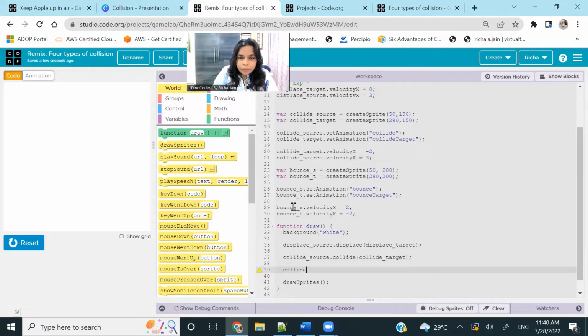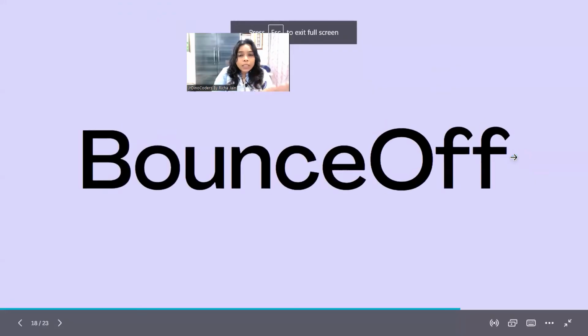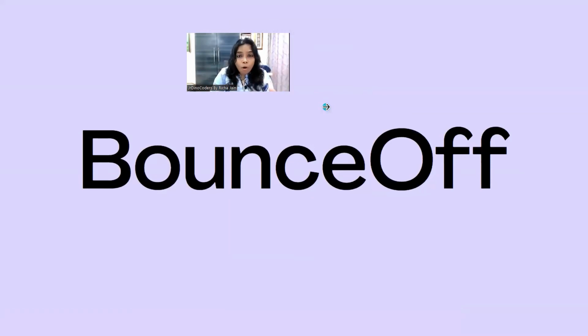We will say bounce_s, this sprite should bounce with target sprite. So within the bracket, we will give the name of the target sprite. Let's reset and run it. Did you see, after the collision, both the sprites started going in the opposite directions. And the last one which we are going to see is bounce off.